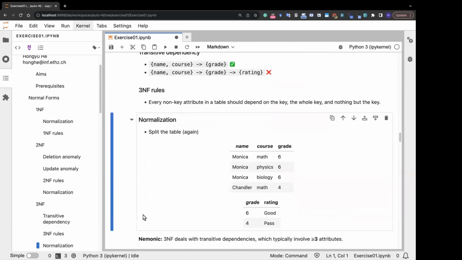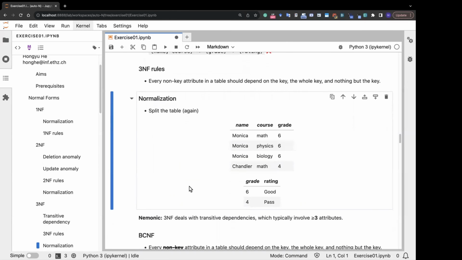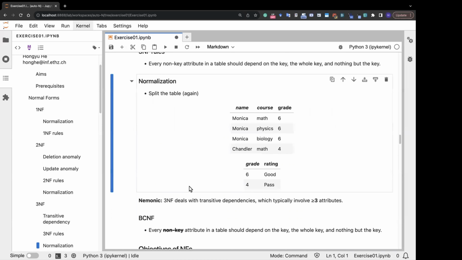So for example, what we can do is split the table again into two tables, to guarantee that every non-key attribute depends only on the composite primary key. And the mnemonic here, you can see, is that the third normal form deals with the transitive dependencies, which often have three parties, right?